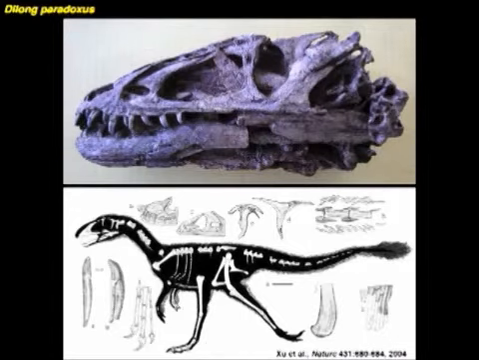Okay, it's Dilong paradoxus. It's an early Cretaceous, about 125 million years old. It's a small relative of T-Rex. It's a tyrannosauroid, but it's a fairly old one. Here's the skull. The skull's about like that.